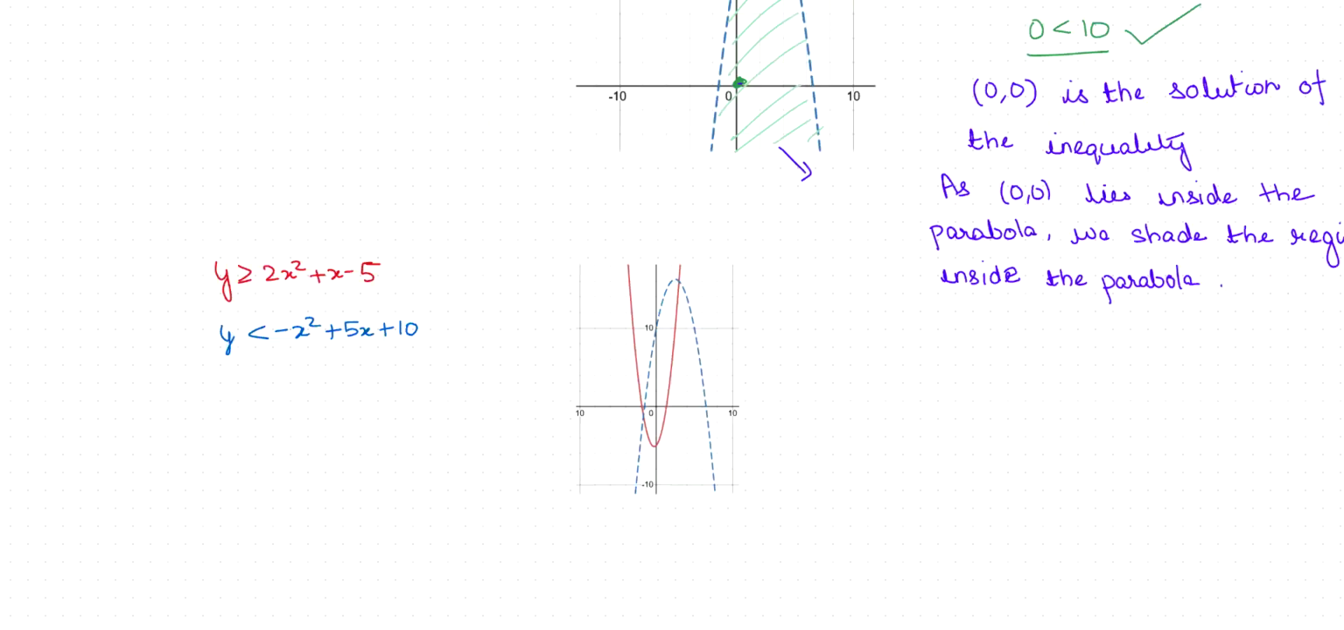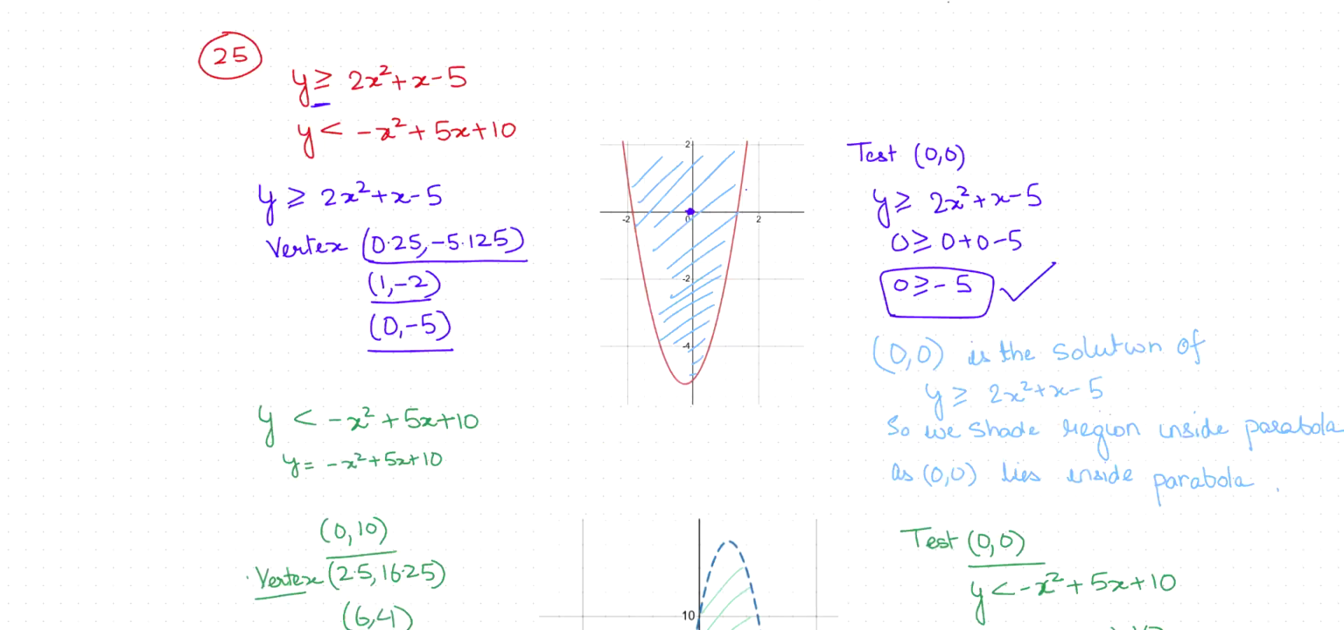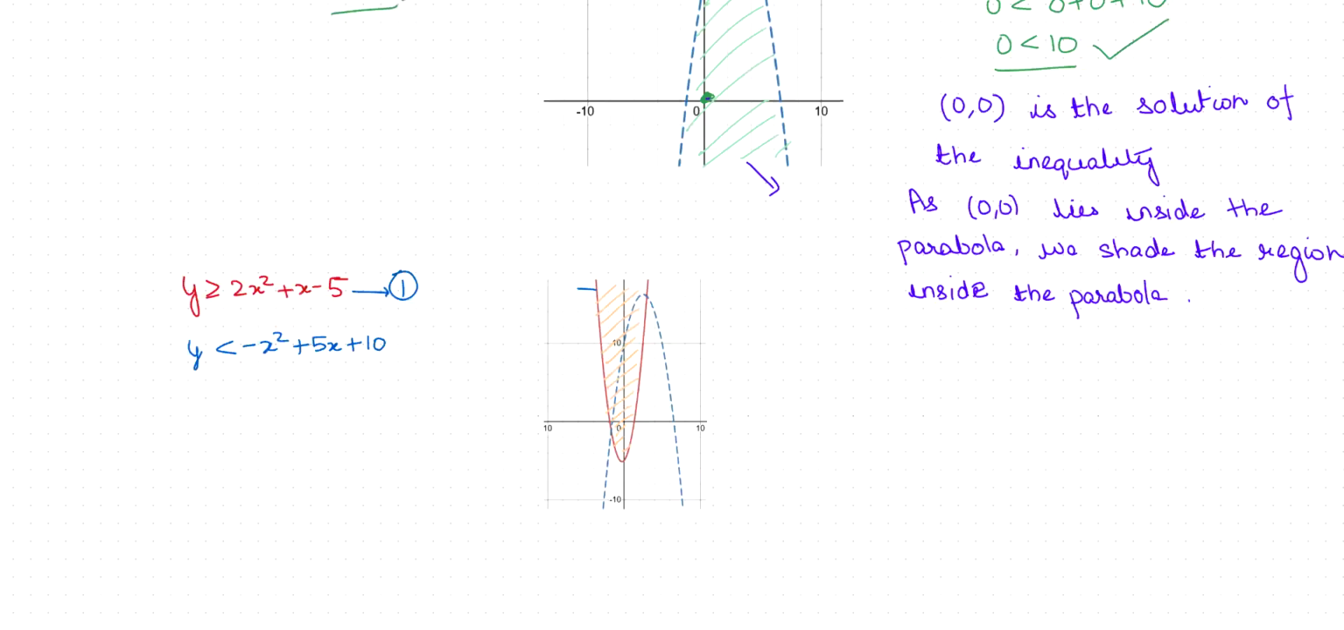So now we have drawn both the graphs here. The red is the first equation and the blue one is the second equation. The blue one is dotted because there is no equal to sign here. So let's first shade the solution for equation 1, and we see that the solution of equation 1 was the part inside the parabola. So this orange color here is the solution for equation 1.